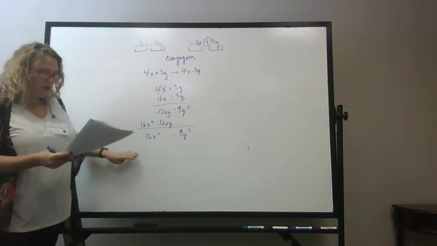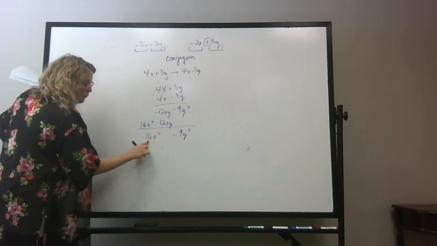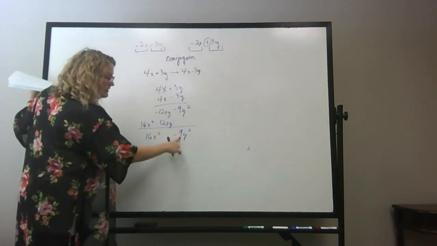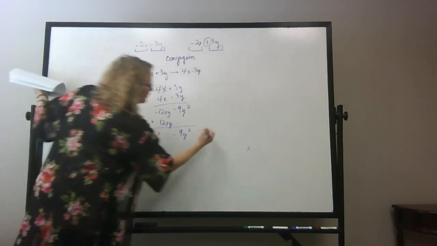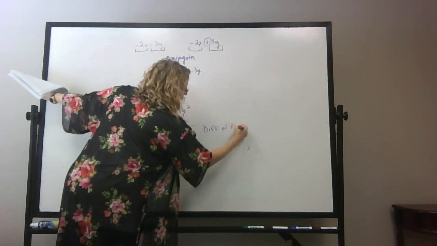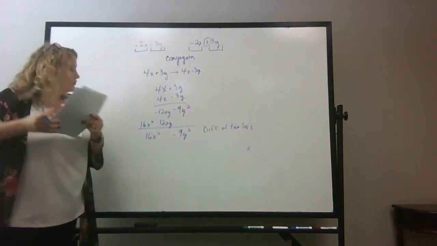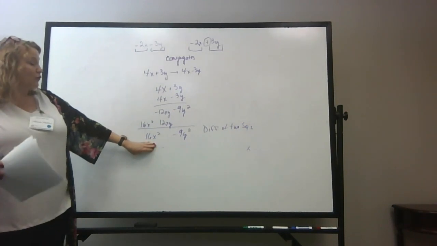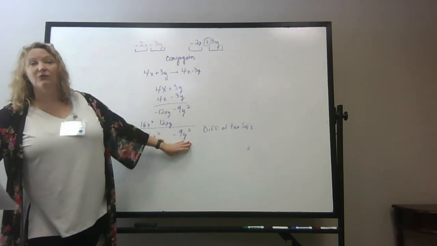When I look at these two things right here, notice 16 is 4 squared, right? x squared is x squared. 9 is 3 squared. y squared is y squared. What I have here is what we call the difference of two squares. So this is a square. This item, 16x squared, is the square of 4x. 9y squared is the square of 3y, right?